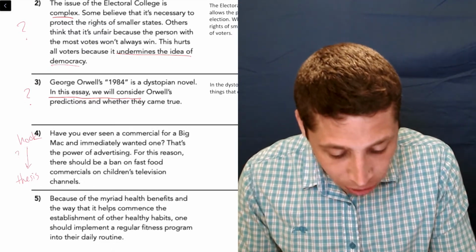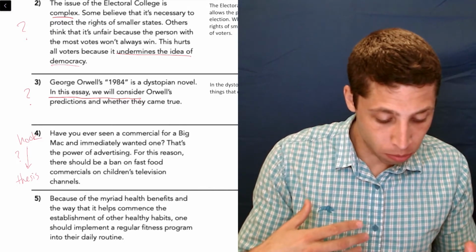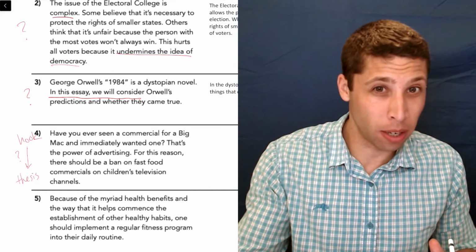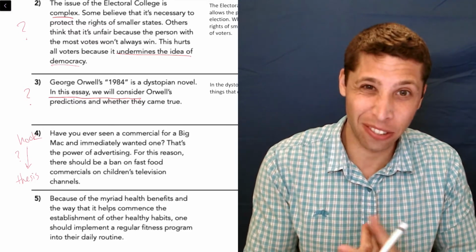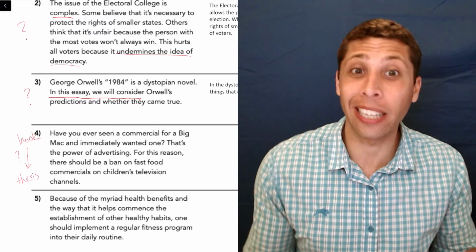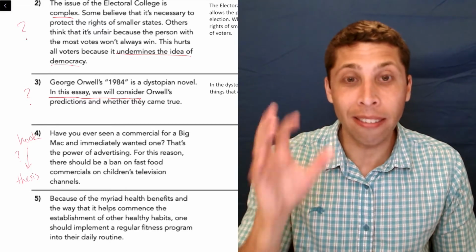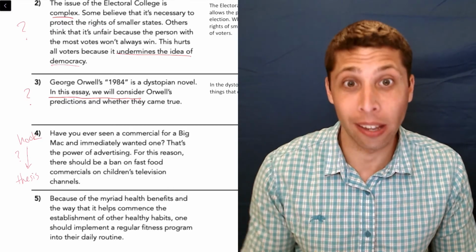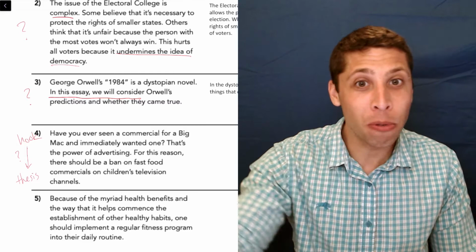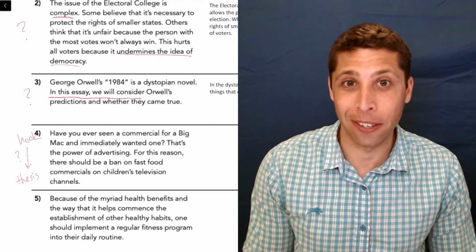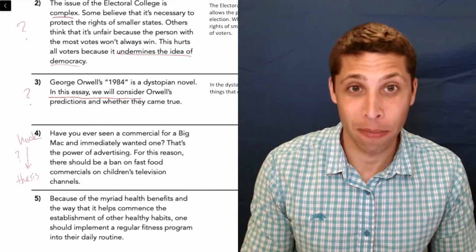But the connection between them is iffy, right? So I see a Big Mac commercial, I want one, and now we're going to ban those commercials on television for kids? That seems like a leap. And I think this is what happens sometimes when we really get in our heads that we need to have a good opening line: we throw it out there and then just move on as if nothing happened and continue with the other parts of our checklist of what needs to be in an intro.